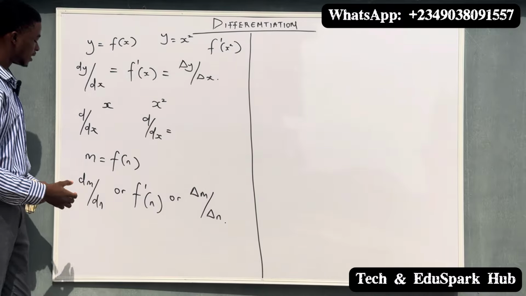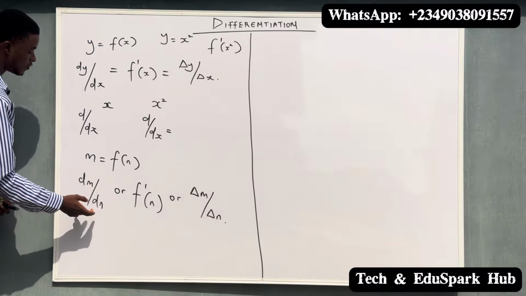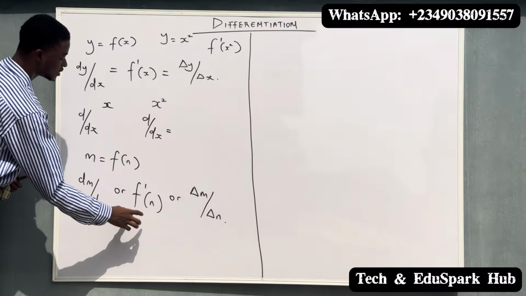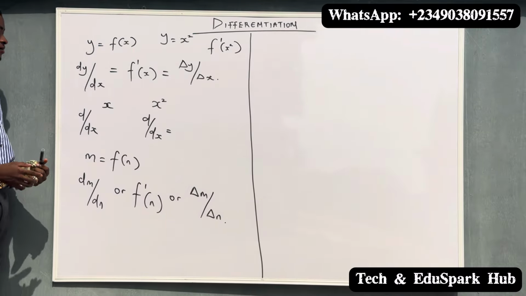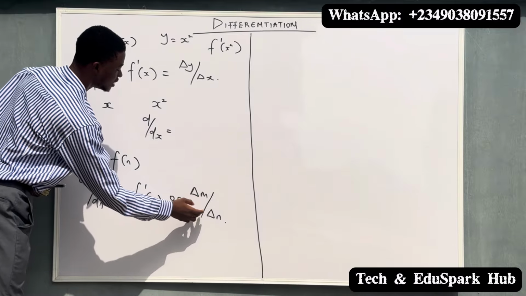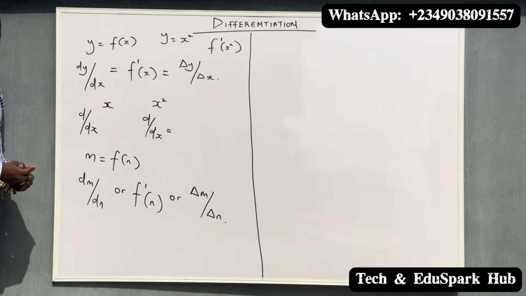A question might come and they will give you a function m equals f of n, and they ask you to calculate dm over dn. You will know that you are asked to calculate the differentiation. Or they will ask you to calculate f prime of n. It is still the same thing as calculating the differentiation. Or they might ask you to calculate change in m over change in n. This is still the same as calculating the differentiation of the function.